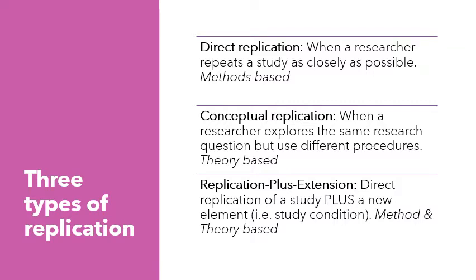This is probably my favorite type of replication because not only are we repeating old information, but we're understanding new information as we go on. This is both method and theory based because if we follow the methods, then it should replicate directly. And additionally, if we have the similar theory, then the theory should hold up. If the theory doesn't hold up, then we need to go back and rework the theory in order to have an understanding of the replication and why it didn't work initially.